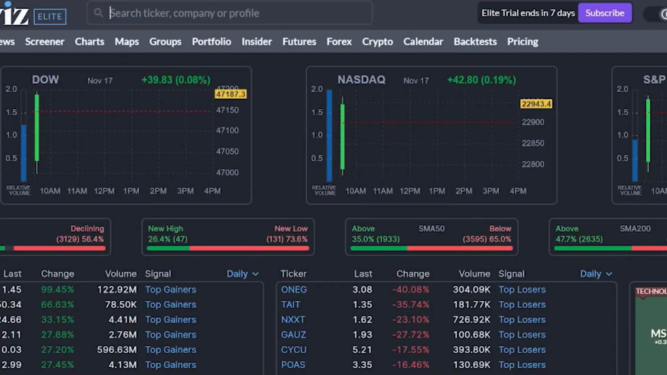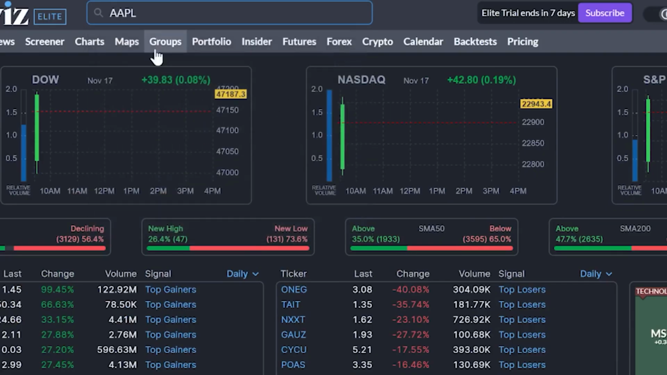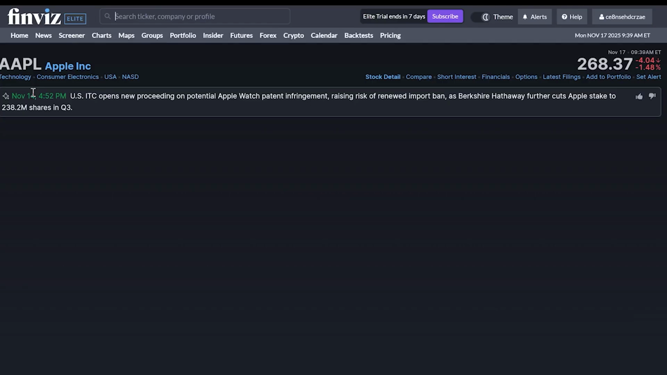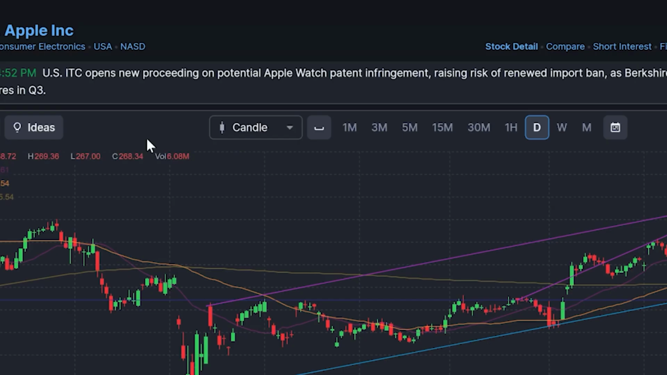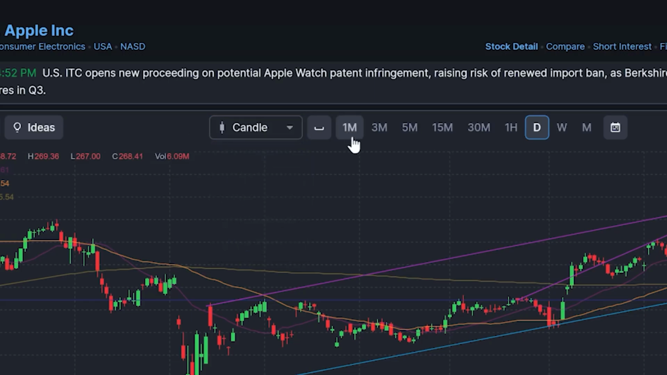So I want to start with charting, which honestly I don't think is Finviz's strength, but it's important if you're looking for a charting platform, especially in a comparison with StockCharts.com. So this is Finviz's charting platform. You can see we have a basic candlestick chart. There are a few different charting options, including hollow candles, open high, low close, and Heikin-Ashi charts, but there's not a ton of different options here.